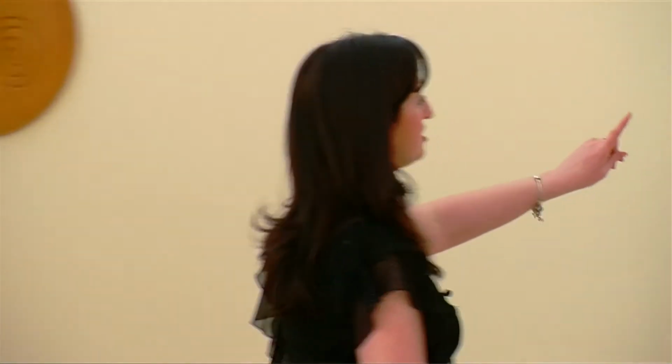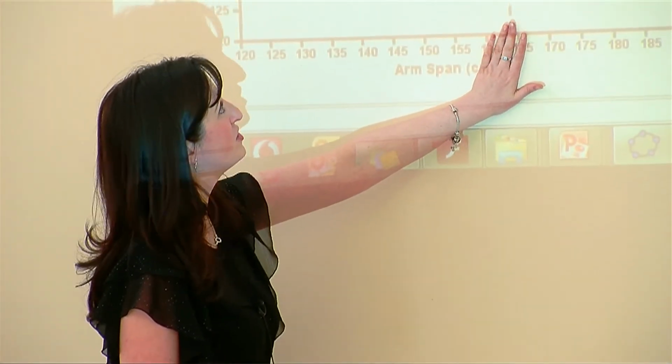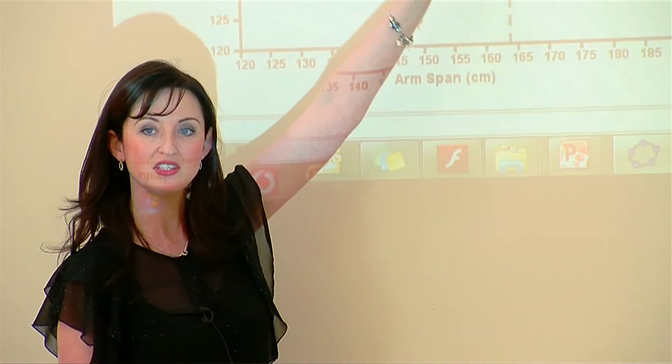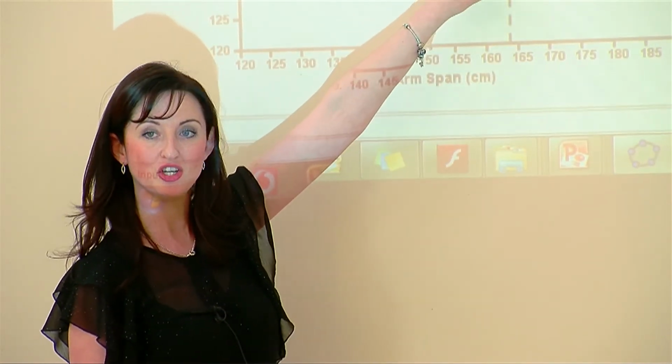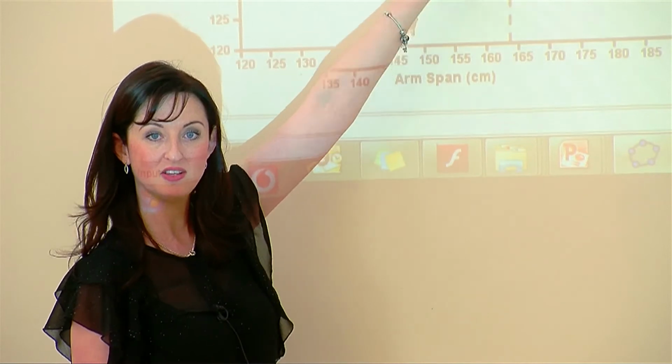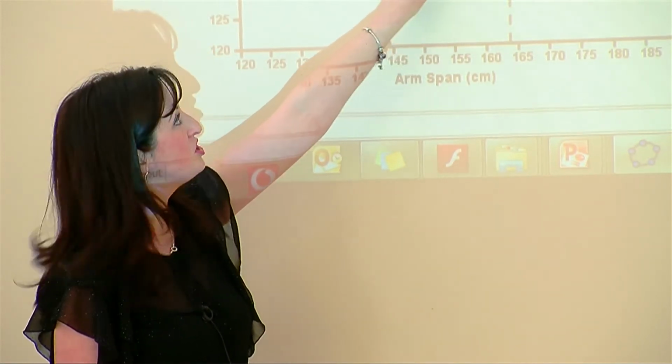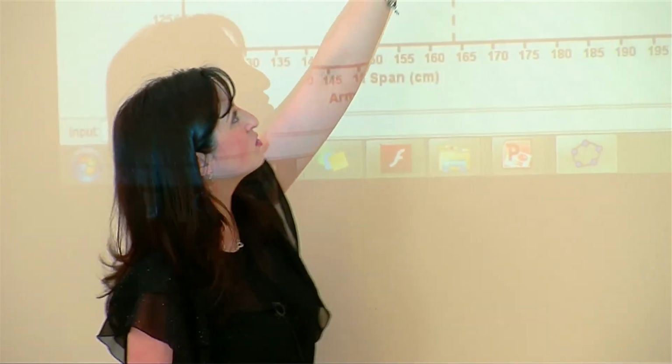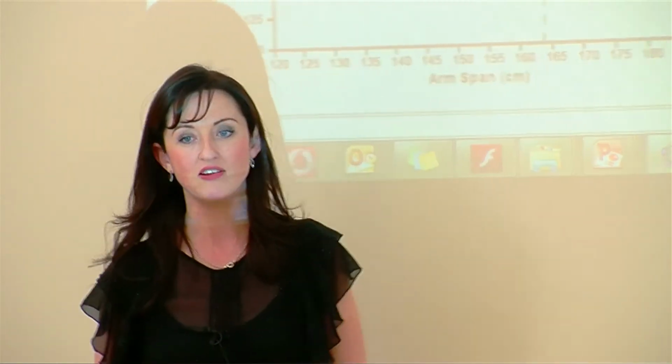Put this one in, it'll be even stronger. So if they put in this point, the average height and the average arm span, and do their quadrants, it gives them a very good indication of whether it's strong or it's weak. So if the majority of their points are in this and this quadrant, we've got a strong correlation.